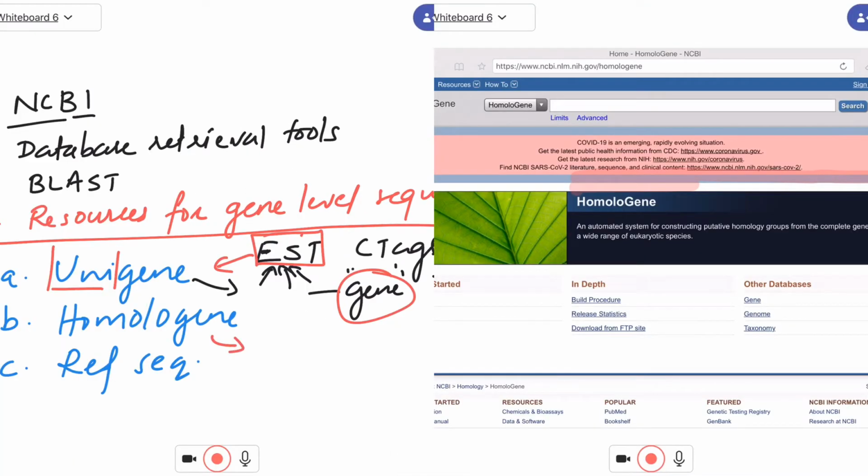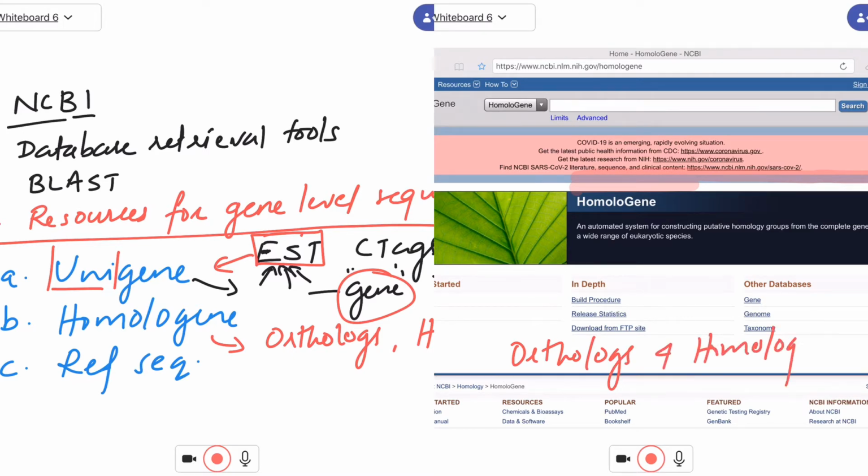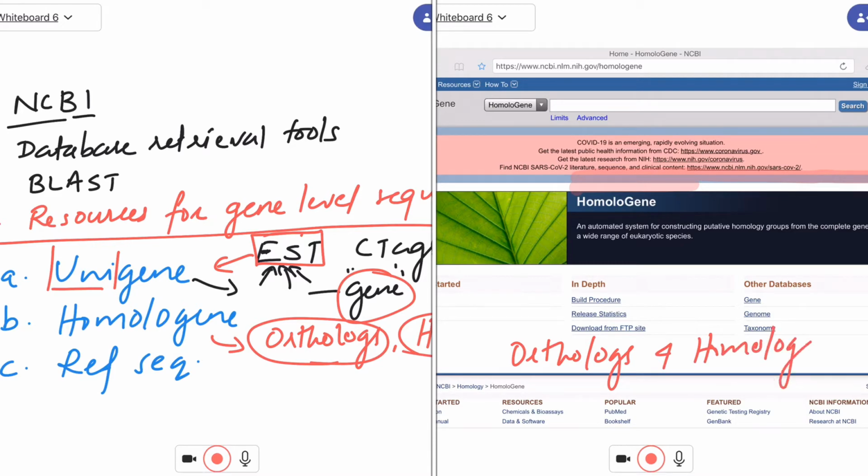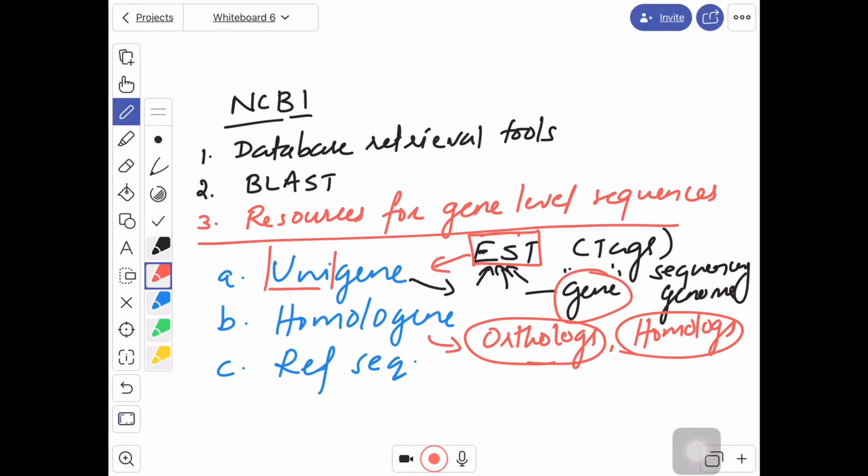HomoloGene is a database of orthologs and homologs. See, the orthologs and homologs of human, mouse, rat, zebrafish and cow genes are present in HomoloGene. They have information about orthologs belonging to human, mouse, rat, zebrafish and cow.